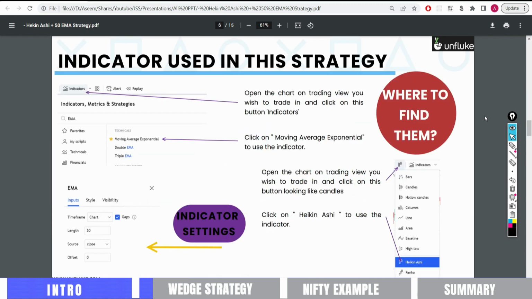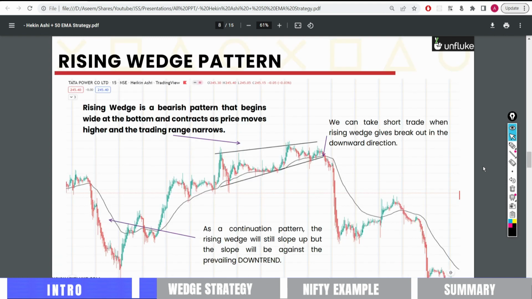So you can just add the indicator. You can use the moving average exponential, and then you can just change the candle type to Heiken-Ashi and your setup is done. So let's start.